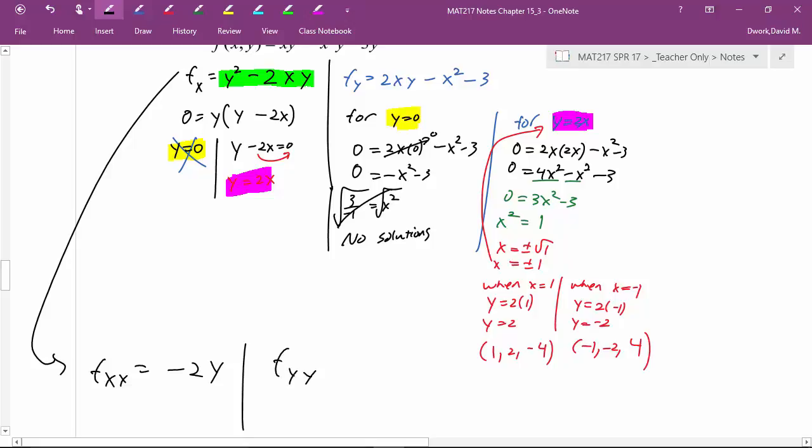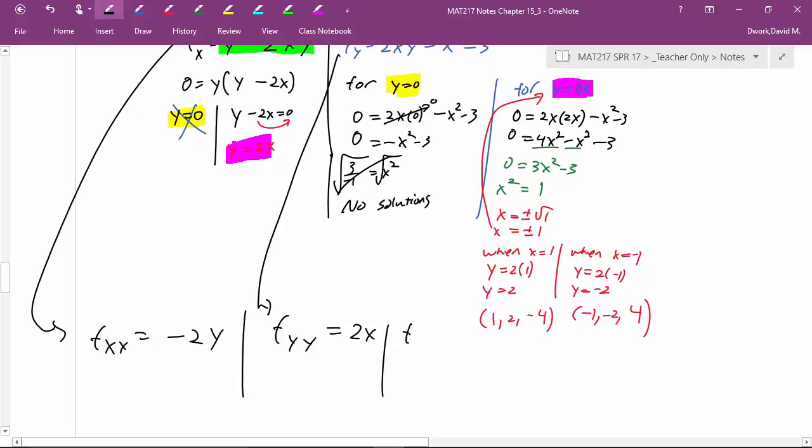The second derivative with respect to y is going to come from right here. So that would be 2x. There's no y's in that term. So it's just 2x. That's not too bad.